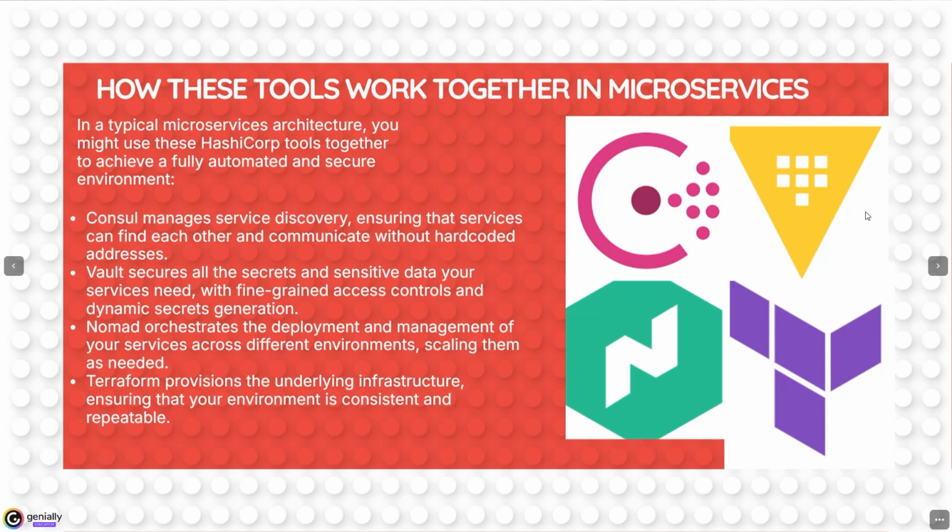So how do these tools work together in microservices? In a typical microservices architecture, you might use these HashiCorp tools together to achieve a fully automated and secure environment. First one is Consul, managing service discovery, ensuring that services can find each other and communicate without hard-coded addresses. Next one is Vault, which secures all the secrets and sensitive data your services need, with fine-grained access controls and dynamic secrets generation.